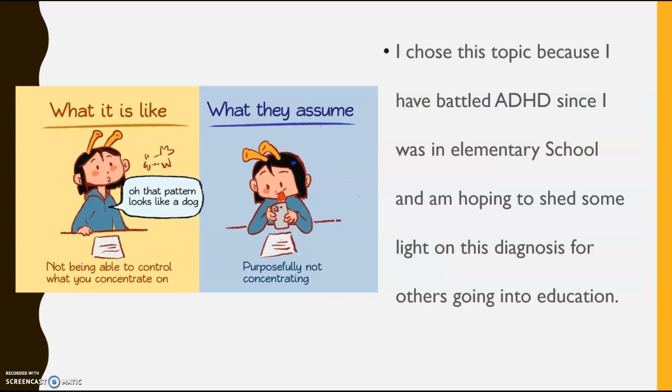I chose this topic because I myself have battled with ADHD since I was in elementary school, and I'm hoping to shed some light on the diagnosis for others going into education, and I would like to further educate myself about my own condition and learn some new stuff, hopefully. I will be analyzing ADD and ADHD through primary school, secondary school, and higher education situations.